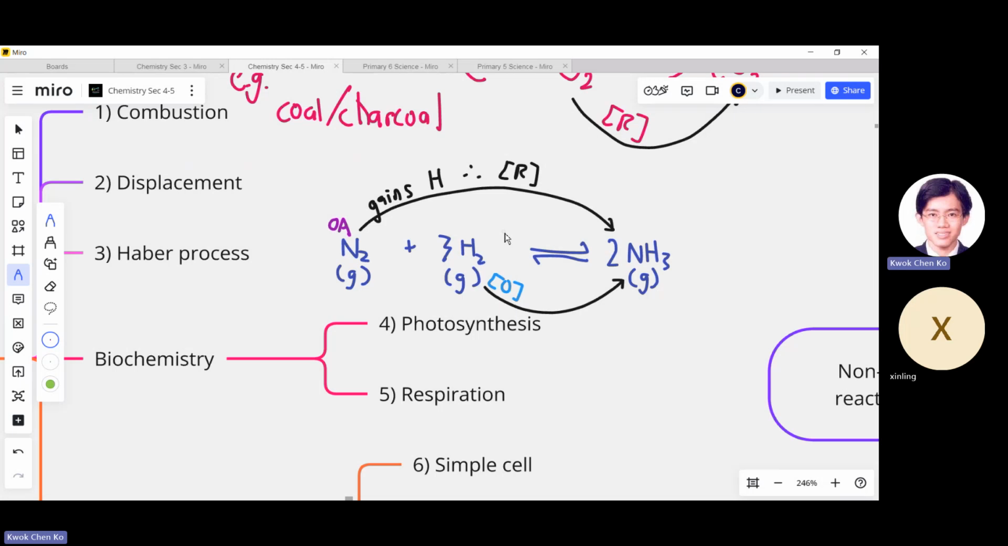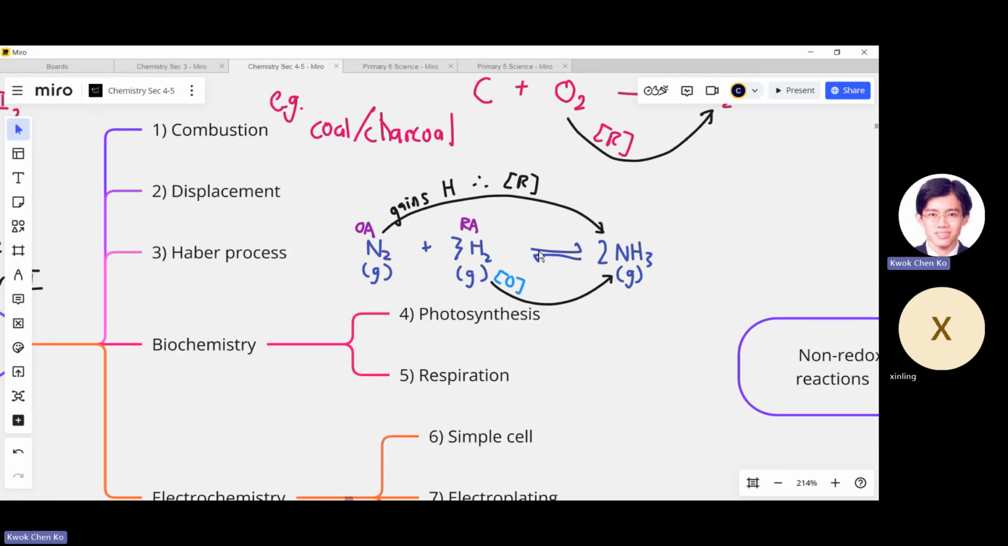And in contrast, this other reactant must be the reducing agent. Okay, so one is oxidizing, the other is reducing. Provided you have two reactants. If you have more than two, then that becomes a bit more troublesome. Okay, so that was the Haber process.